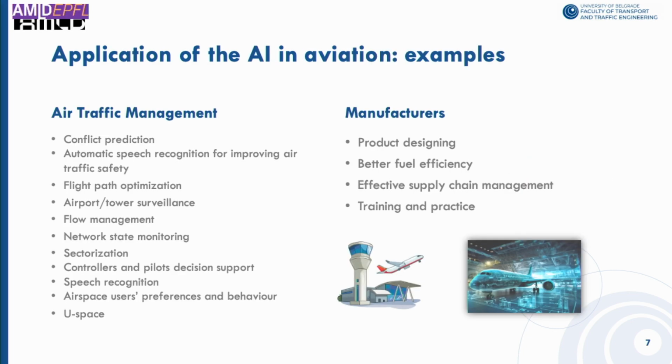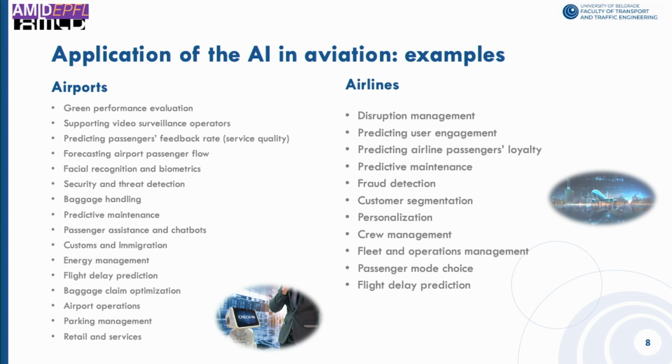But it is also important to see the application of AI per stakeholder in aviation. So in air traffic management, we can find in literature different examples of application of AI, such as conflict prediction, automatic speech recognition, flow management, and so on. For manufacturers, it is also evident that they can use AI in producing aircraft: in product designing, better fuel efficiency, effective supply chain management, training and practice. Regarding airports, there are a lot of examples, and we should mention that AI can be used in both airside and landside for different processes, for increased security or for predicting different operations, for improving performances and some metrics and so on.